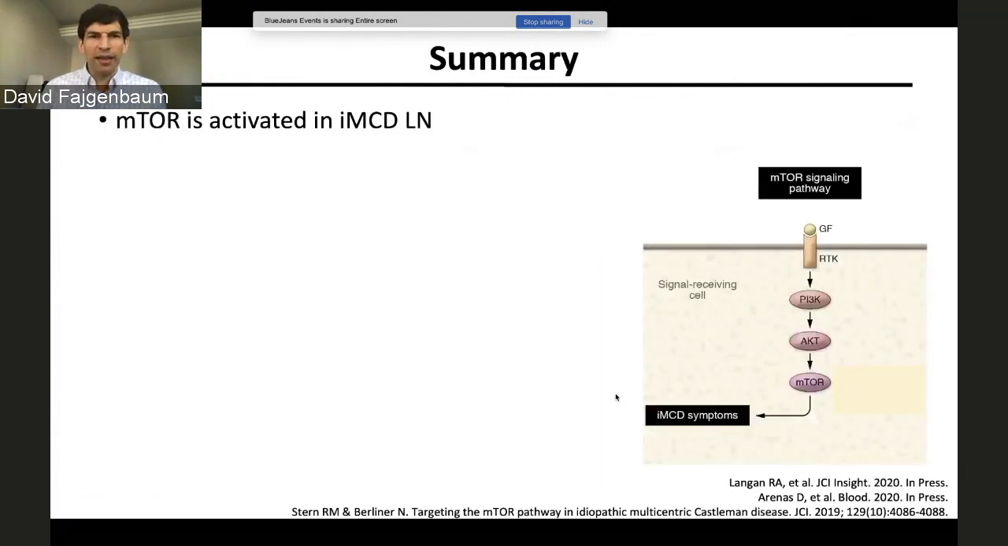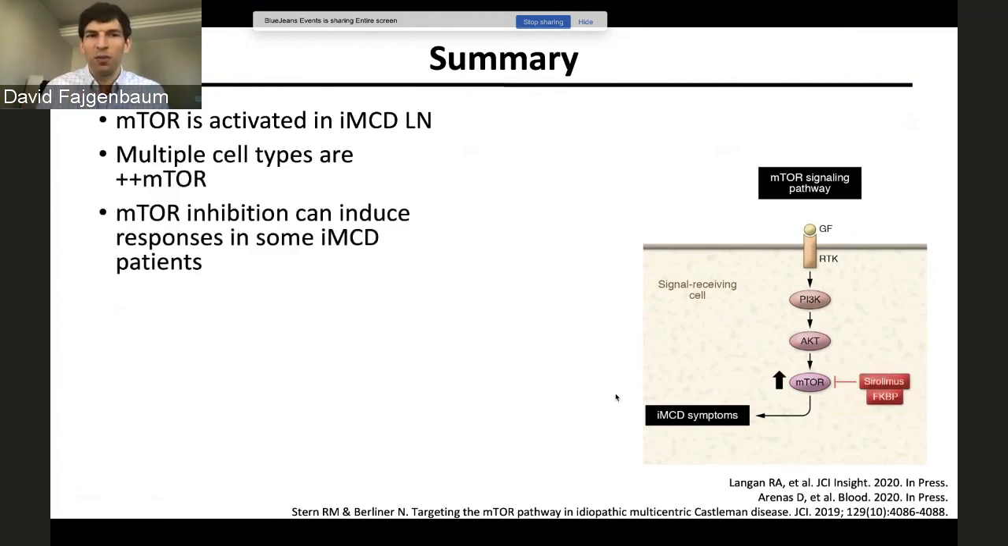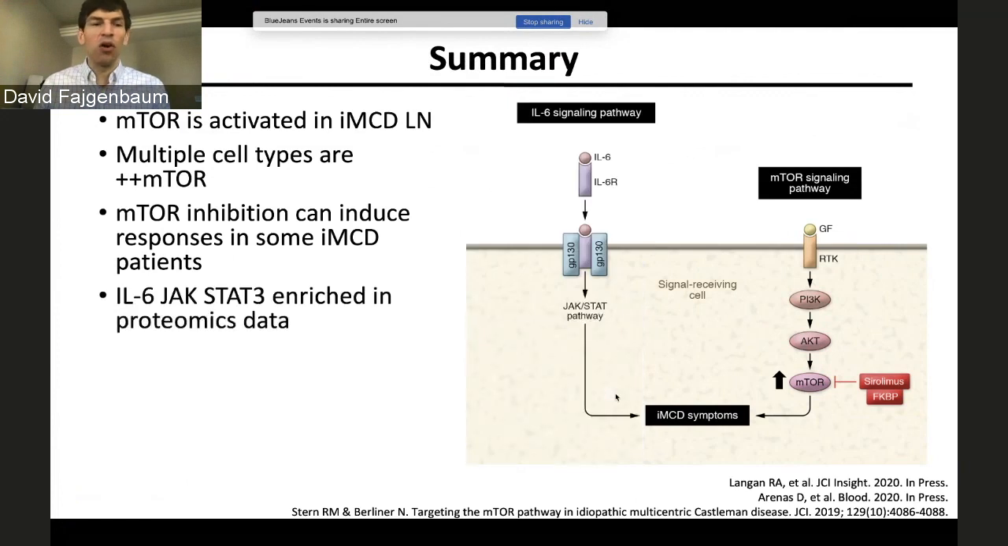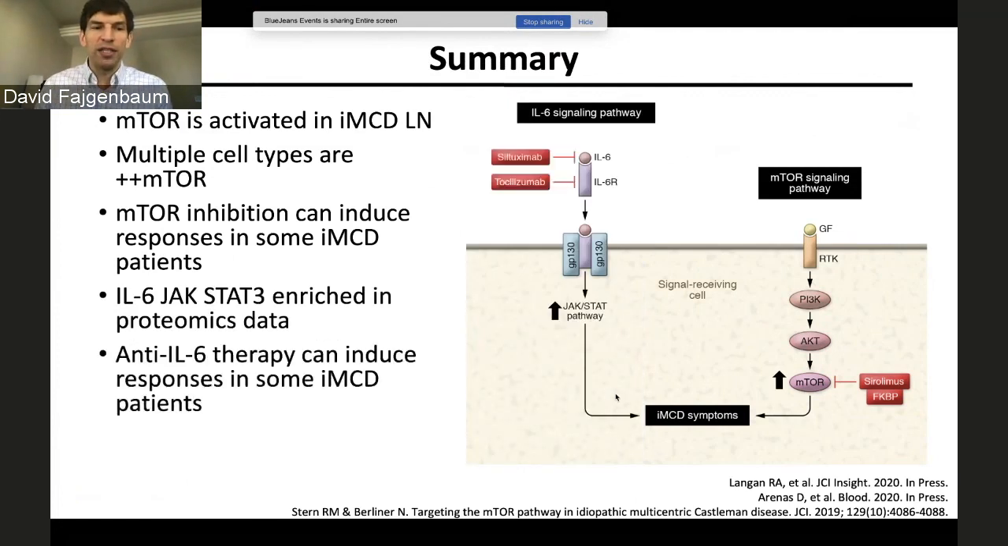This slide, I think, is a nice summary slide, and then I think I'll skip forward to open it up for questions. But this summary slide highlights that we showed that mTOR is activated in iMCD lymph nodes across multiple cell types. We've shown that mTOR inhibition can induce responses in some iMCD patients, certainly not all. We highlighted that IL-6 JAK-STAT3 is enriched in proteomics data, and in tissue we've shown that STAT3 is activated.